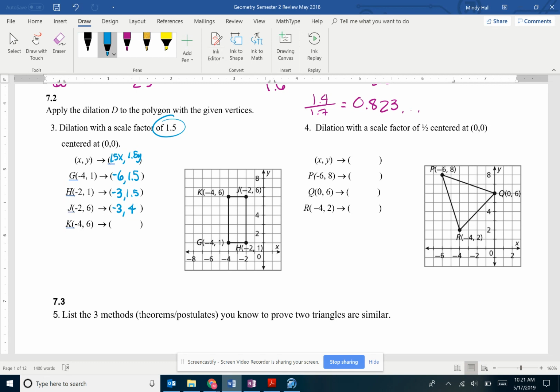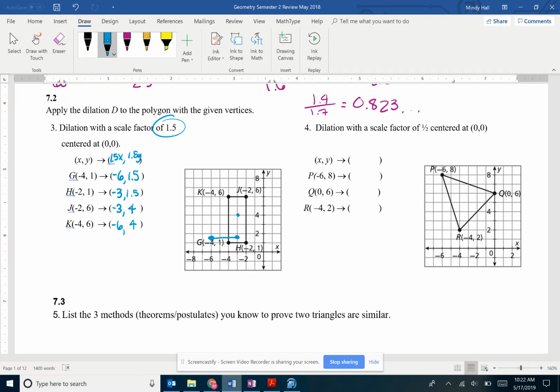Negative 2 is still negative 3, but 6 times 1.5 is 4. And then 4 times 1.5, I want to say is 6, yep, I'm right, negative 6. And then 6 is going to just be 4. Then you plot this on the graph. Negative 6, 1.5 would be about here. And then negative 3, 1.5. Negative 3, 4.